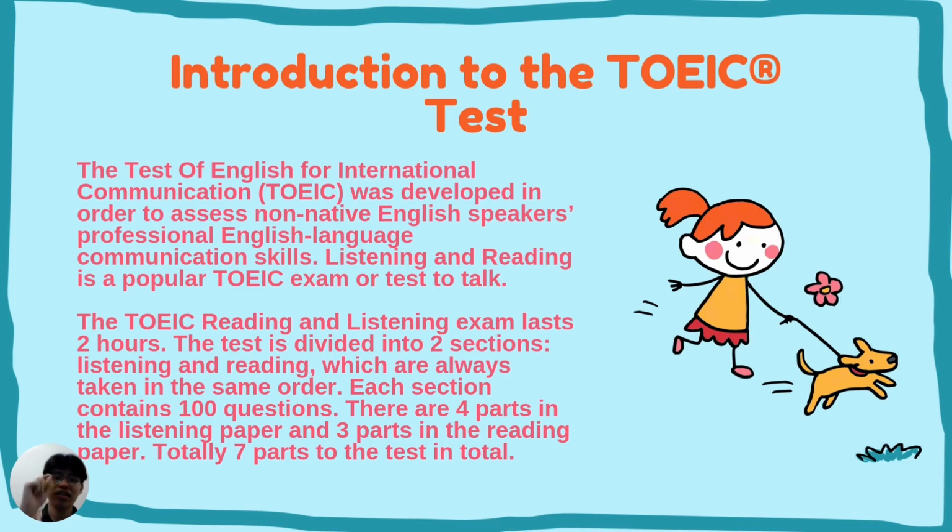which are always taken in the same order. Each section contains hundreds of questions. There are 4 parts in the listening paper and 3 parts in the reading paper, totaling 7 parts in the test. But it depends. It can be in the test based on paper or based on the computer. So it depends on what TOEIC test you are taking, guys.